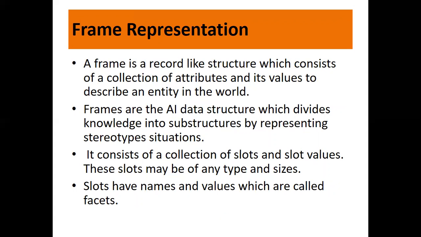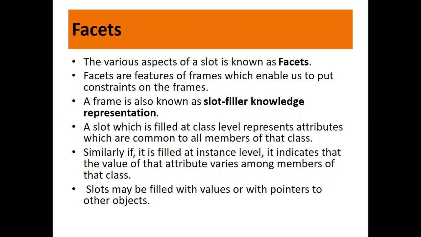So slots will be clear as you see the example. Now, what are these facets? The various aspects of a slot are known as facets. Facets are the features of frames which enable us to put constraints on the frames, like what type of data can be stored. A frame is also known as slot filler knowledge representation. A slot which is filled at a class level represents attributes which are common to all members of that class.